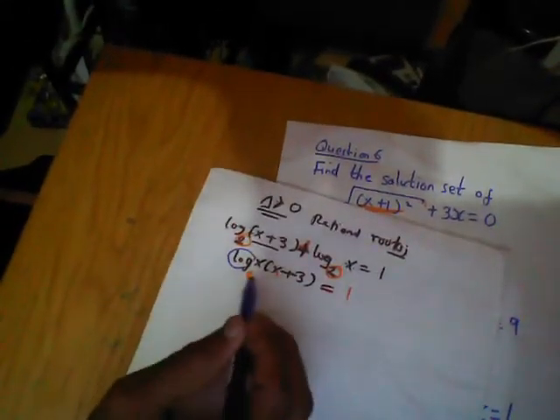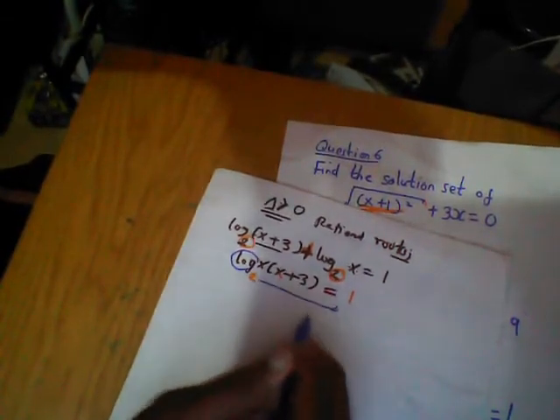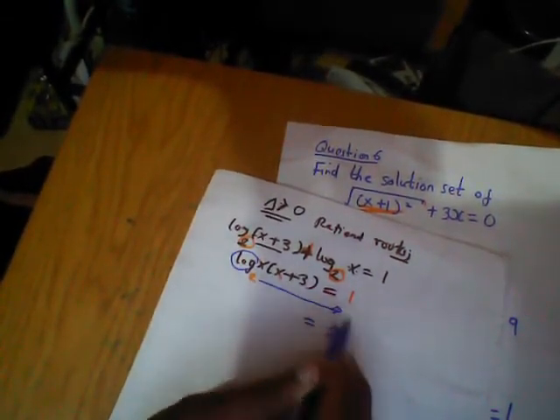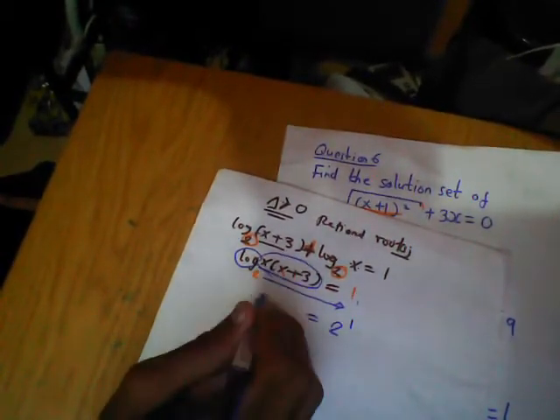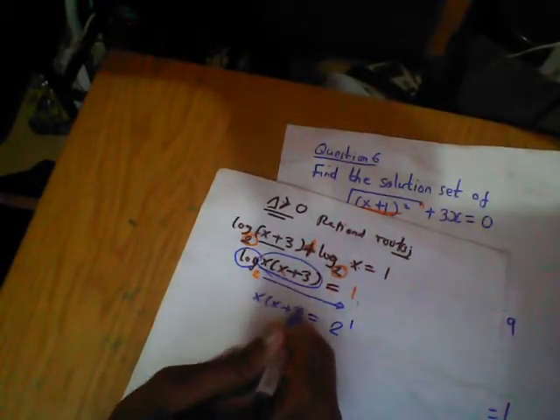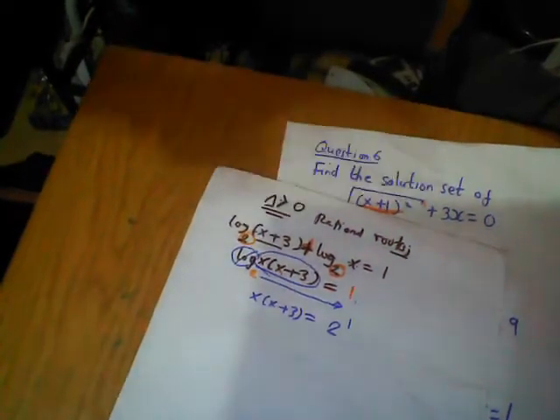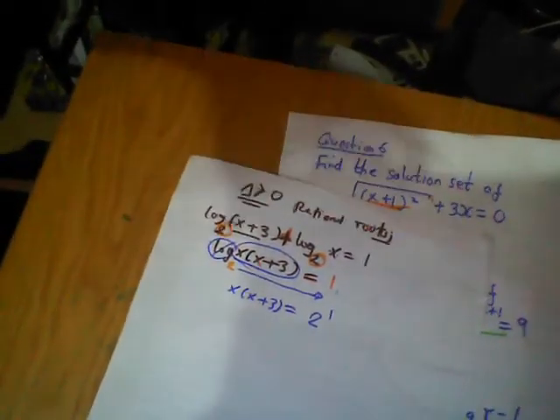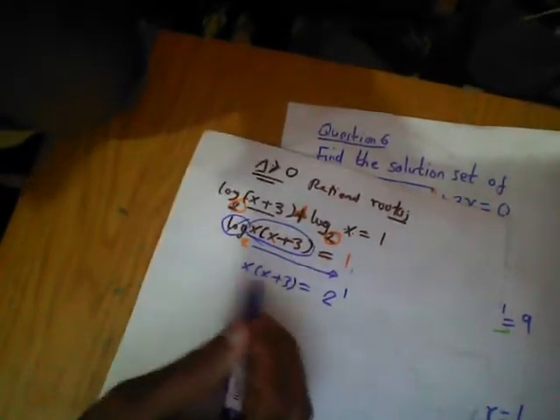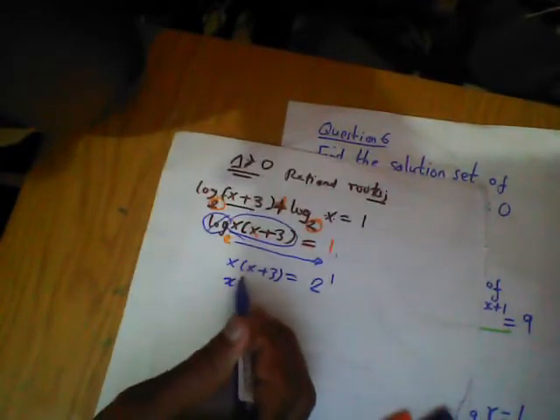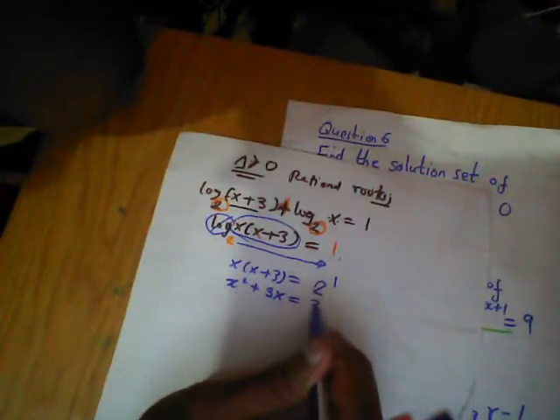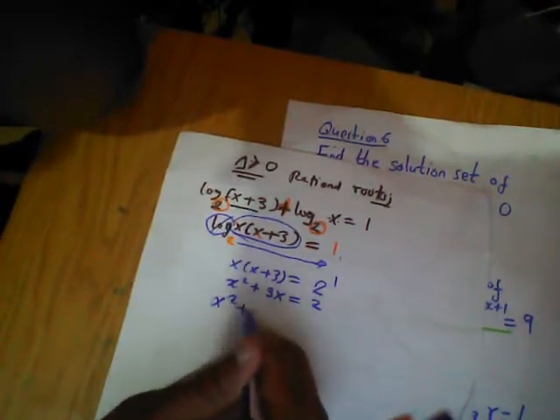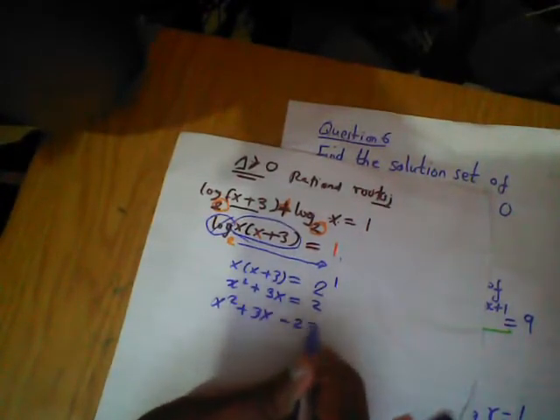Using the exponential rule, this 2 comes here, it's going to be 2 to the power 1, and we only write what we're left with, which is x times x plus 3, and the log disappears. Now let's simplify. Multiply that in: x squared plus 3x equals 2. Take 2 over: x squared plus 3x minus 2 equals 0.